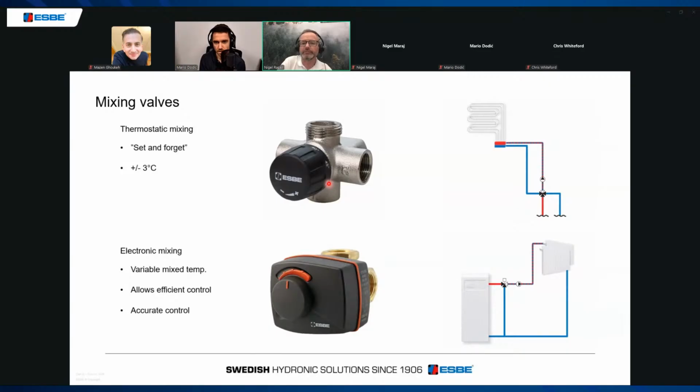Yes. Thermostatic is maybe good for domestic hot water. If you have 60 degrees in your tank and you want to limit this on your tap, this is fine. But for underfloor heating, it's really poor. It's an old technology, and you don't take the advantages of modern control systems.